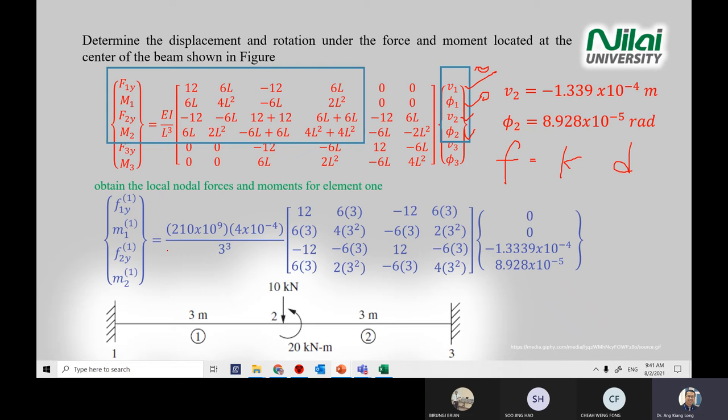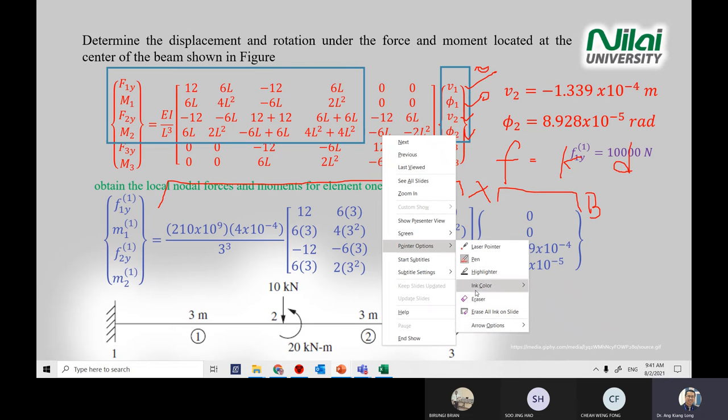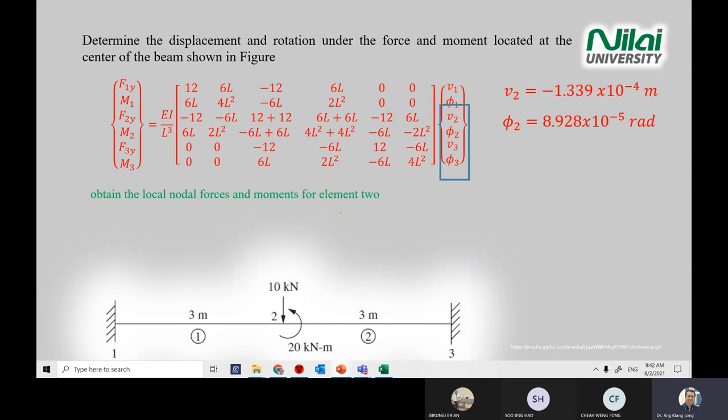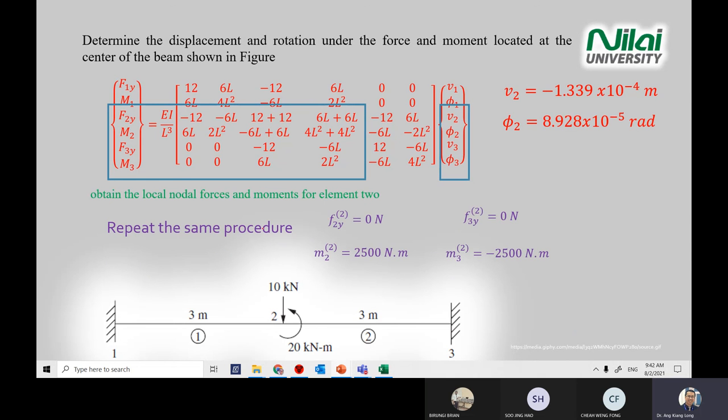By using the same calculator, you just need to put in all the numbers. This one in matrix A, this one in matrix B, press matrix A times matrix B, and you will get four numbers: F1Y, M1, F2Y, M2. You can check using the calculator later on. I put these four numbers in purple color. Once you get element one, you solve for element two and repeat the same. F equals KD, you find small f, small m, small f, small m for points 2 and 3.